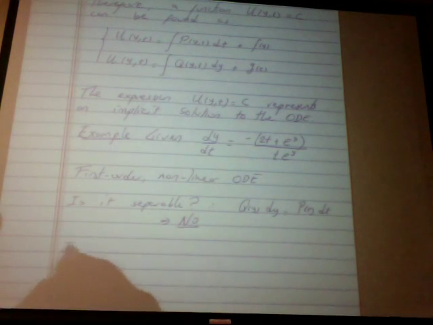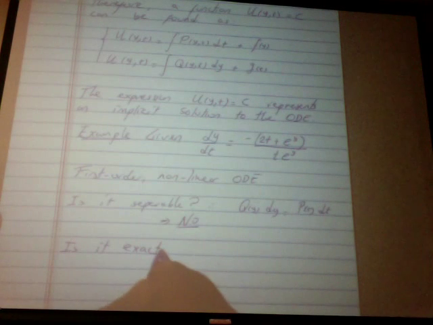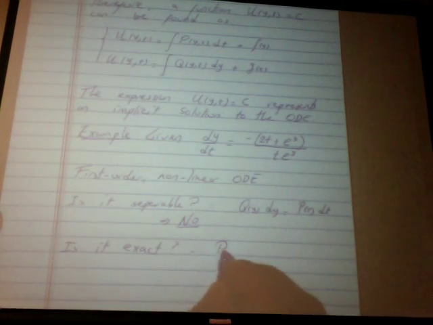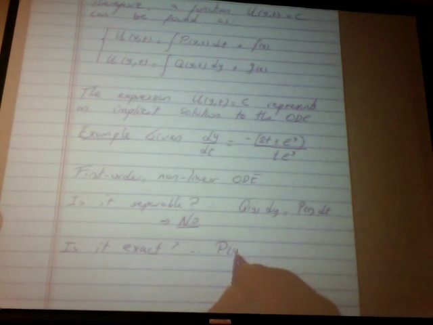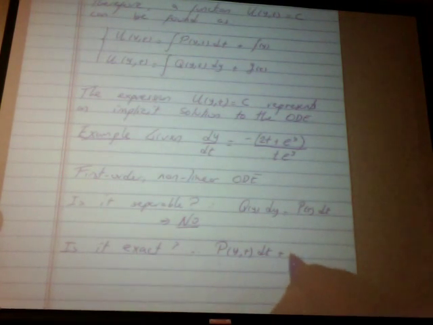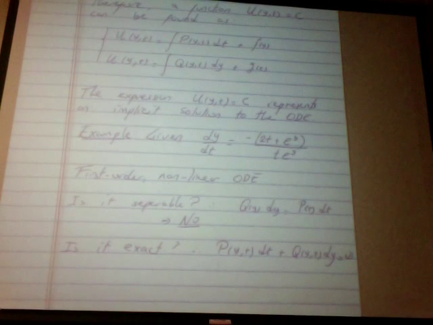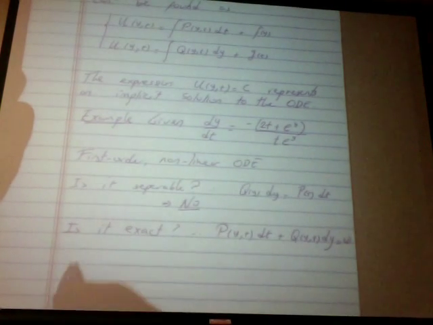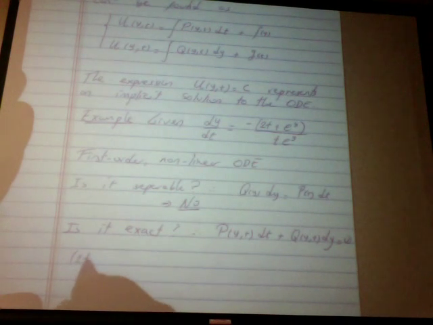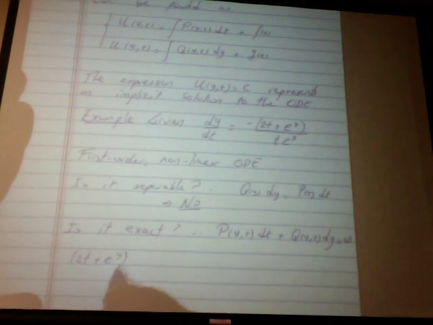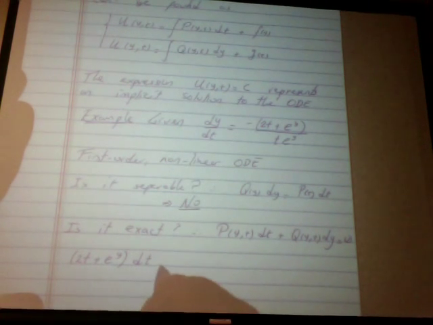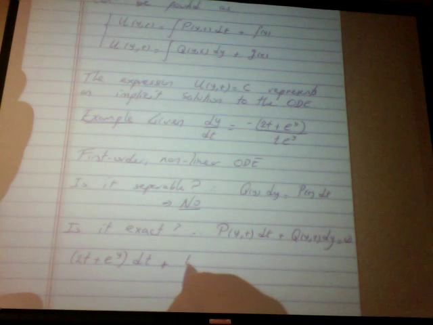The next check is it exact? So now we need something that looks like p of y and t times dt plus q of y and t times dy equals 0. We need to rewrite that equation in this form. Okay? So we would say we can take that equation and say that this would be 2t plus e to the y times dt plus t times e to the y dy is equal to 0.